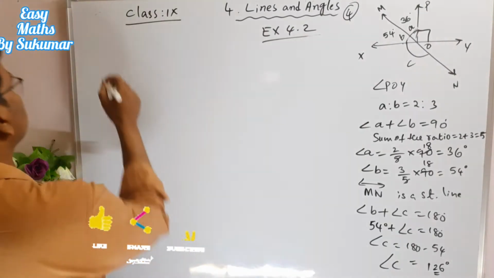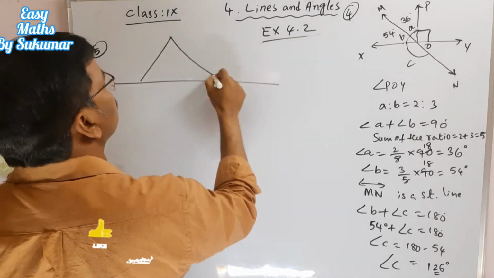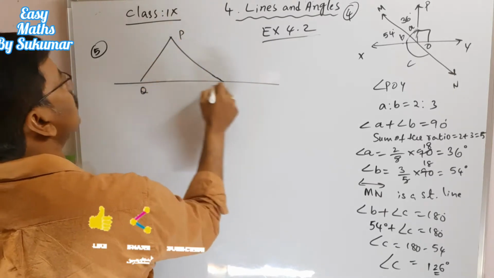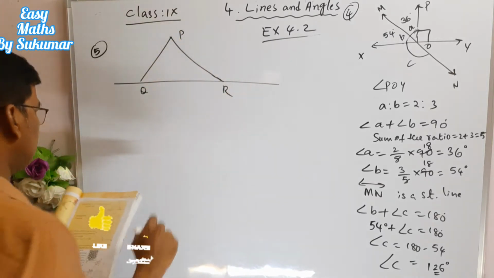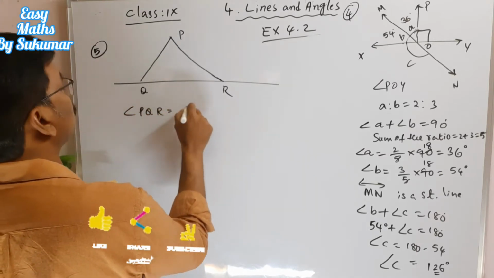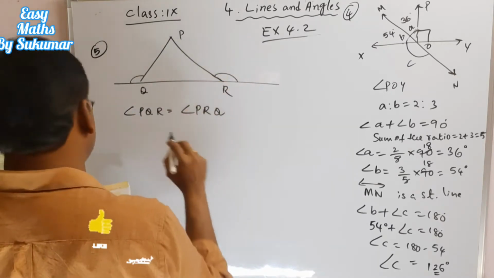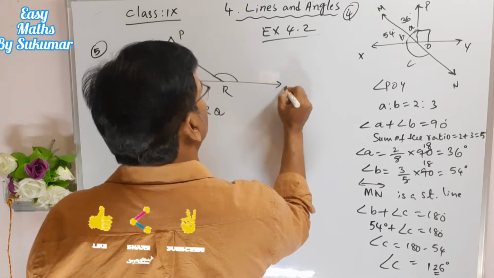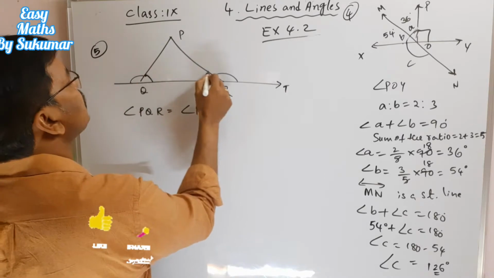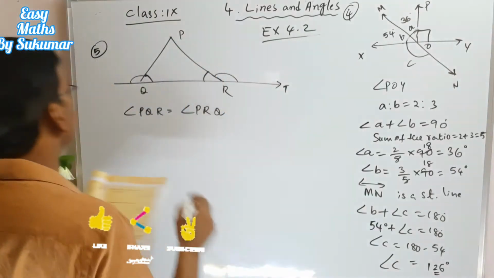In the given figure, PQR is a triangle. Angle PQR is equal to angle PRQ. That means this angle and this angle are given equal, PQR and PRQ. What is to be proved here?